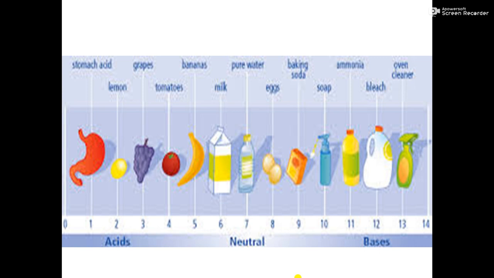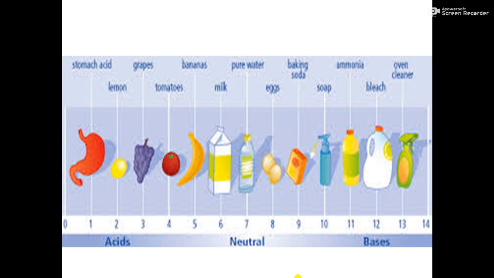So what is next to pure water? That is milk, then banana. See, usually when we eat banana it is not sour in taste. That means banana contains a very small amount of acid, so it is a weak acid.